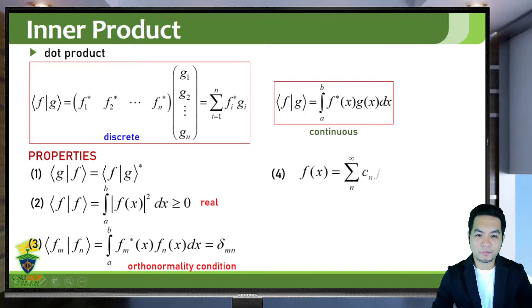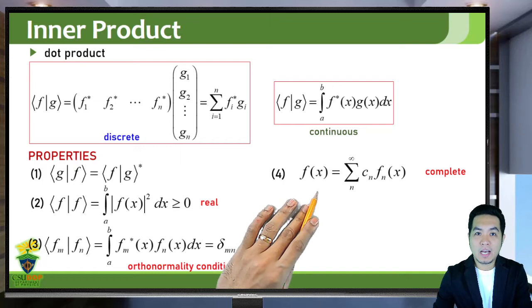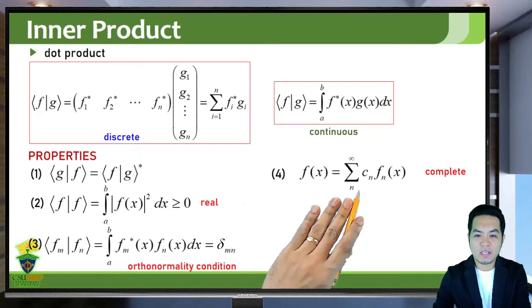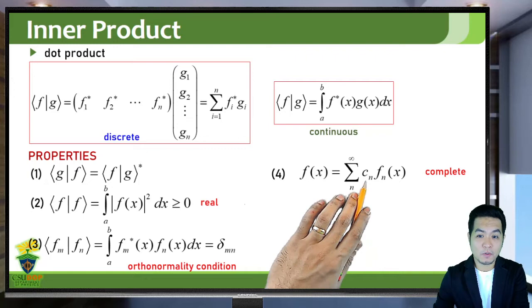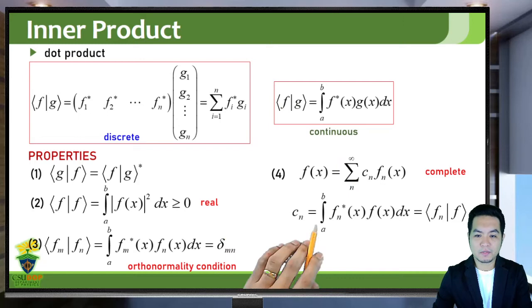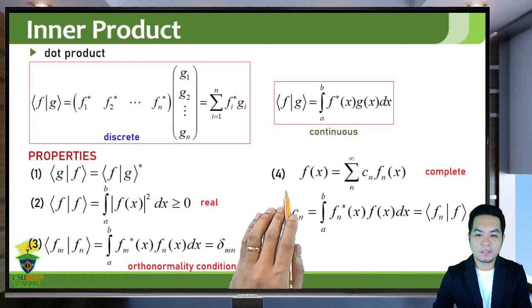Also, these functions or vectors form a complete set, meaning any function can be represented as a linear combination of other functions in the space, or in the Hilbert space. You must be familiar with how to get c here, the linear combination coefficient. Just multiply both sides by fm conjugate and then integrate. So basically you get an inner product. To get cn, you multiply both sides by fm conjugate and then integrate. Only one term in the summation will survive, when n is equal to m.